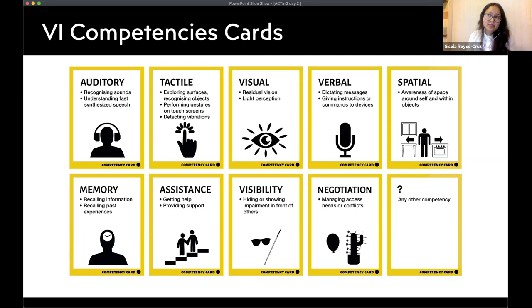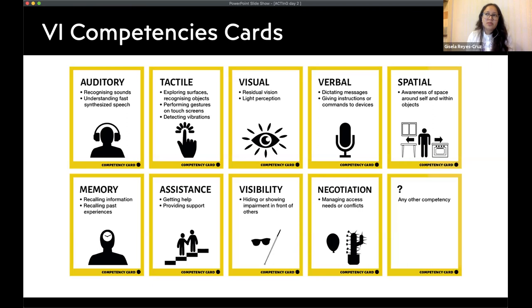Coming back to the competencies cards, just as an example, if I were to ask you to reflect on the competencies that I list here in my cards, what competencies do you observe in the video that I just played, then we could say that there was definitely some auditory and tactile levels because he was listening to the app, to the sounds, and recognizing a different pitch, a different meaning on it.